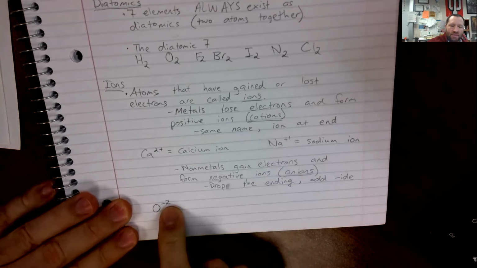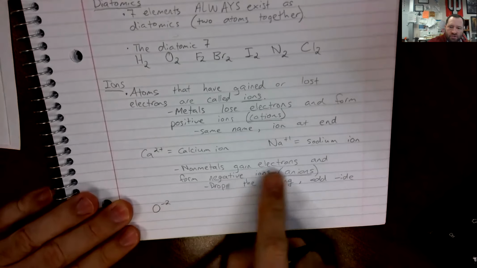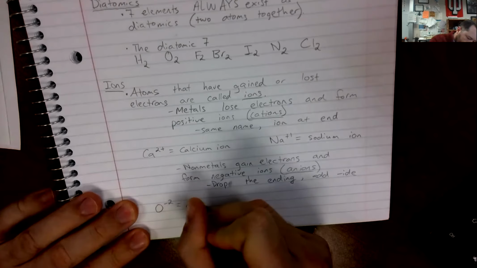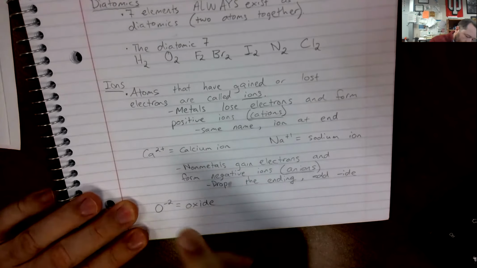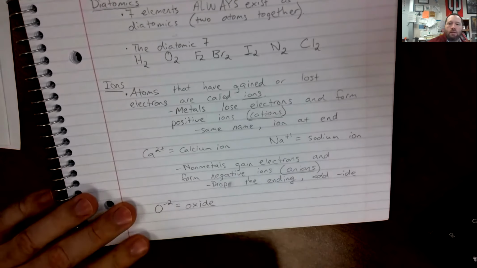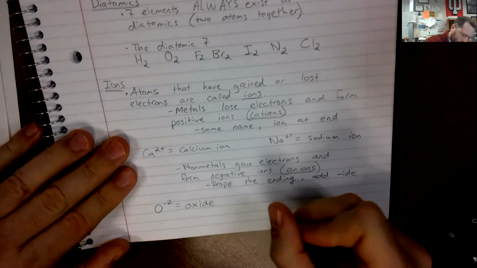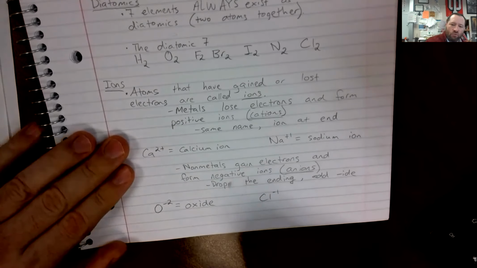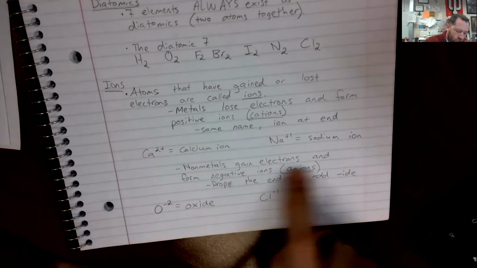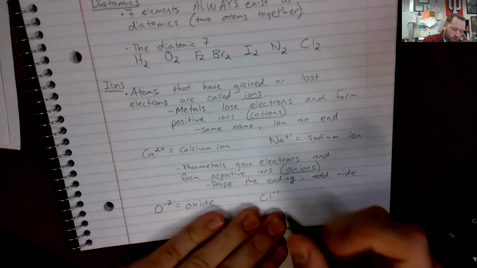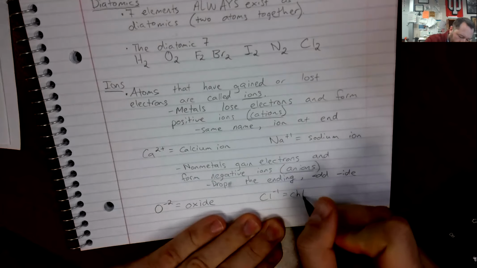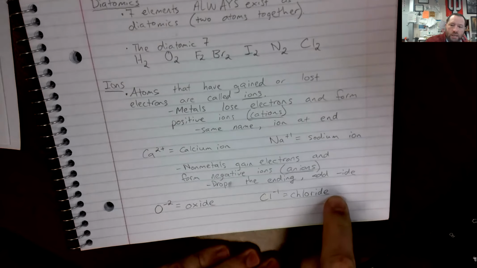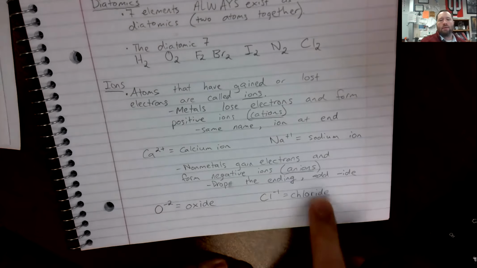For example, oxygen as an ion, O 2-, lets us know we're working with an anion. We're going to drop the ending, and this is the oxide ion. Cl -1. That -1 lets us know we're working with a negatively charged ion, an anion. We're going to drop the ending and call this chloride. Not chlorine now, but chloride.